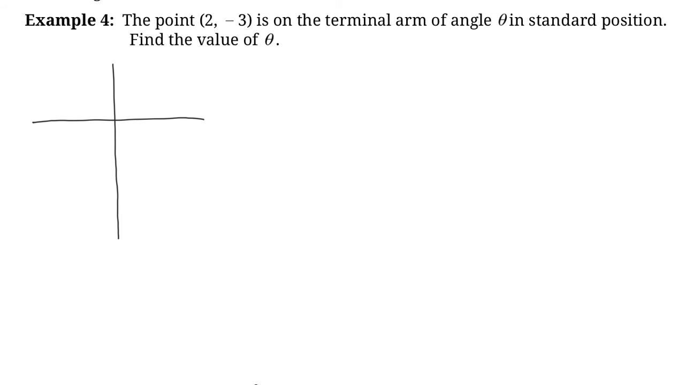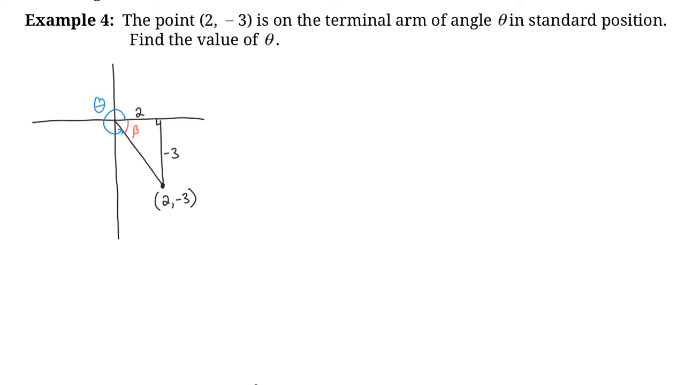In the next question, we have the point 2 and -3 on the terminal arm of angle theta in standard position. So that point would be somewhere over here in this quadrant 4, and angle theta in standard position would be this whole thing. So think about how you would find the measurement of this whole angle. So I want you to pause the video and try it on your own, then come back to the video to check your answer.